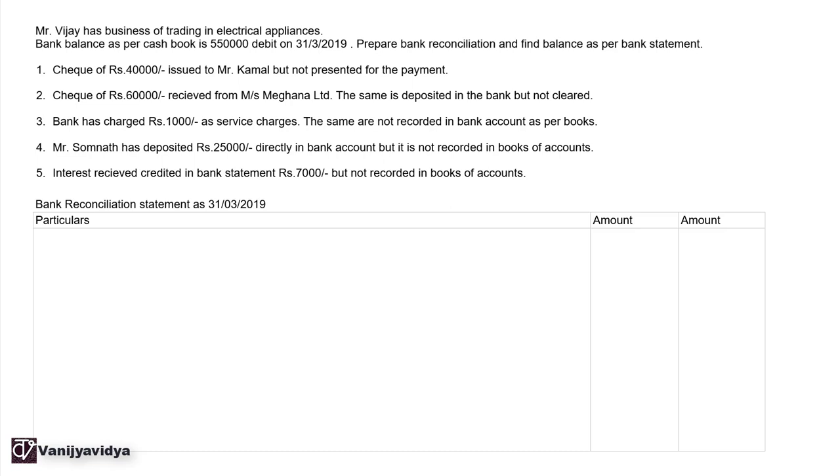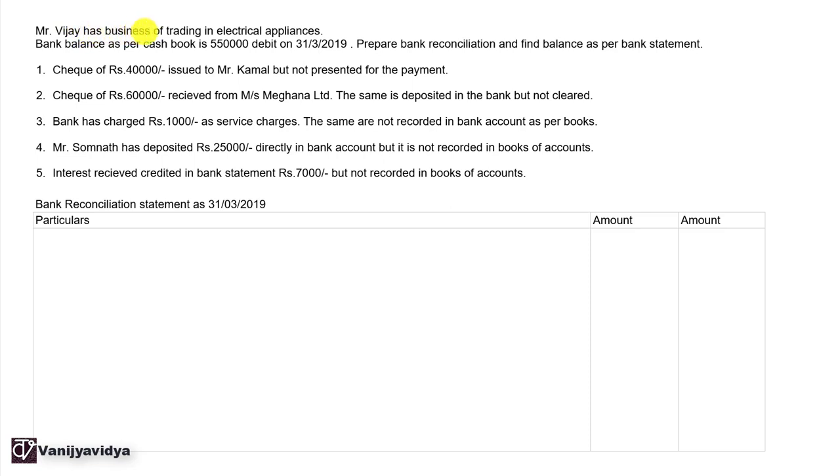Hello everyone, here we will be solving an example wherein the balance as per cash book, that is, the bank account in your books of accounts, is a debit balance, and we will be preparing a bank reconciliation statement and finding the balance as per bank statement. Let's see the example first.